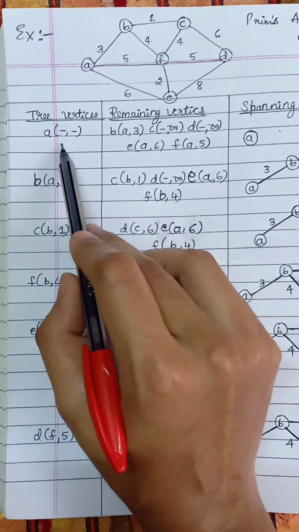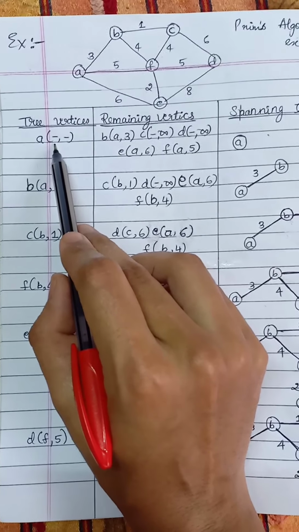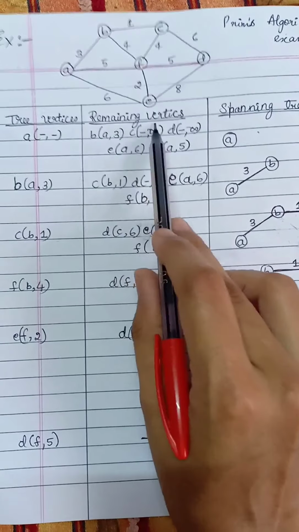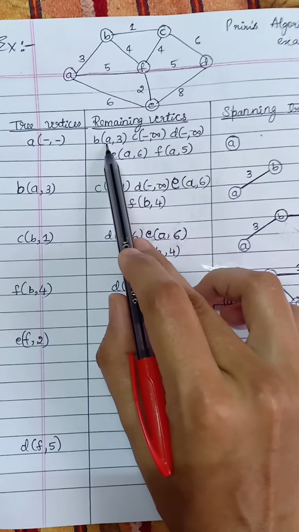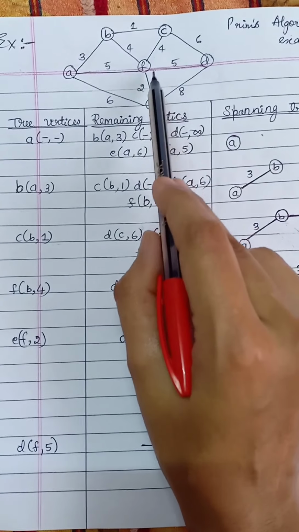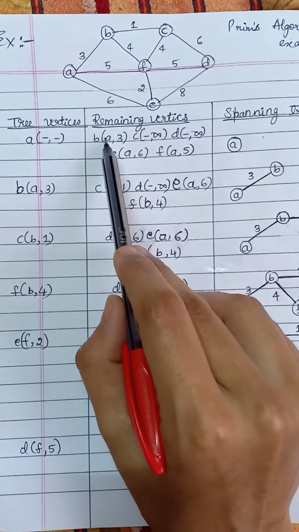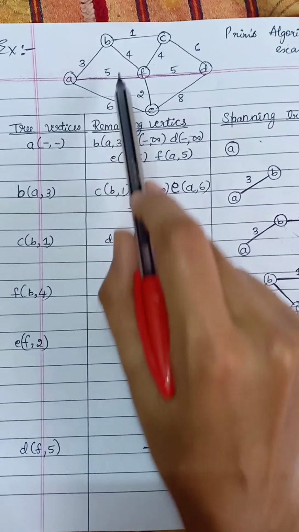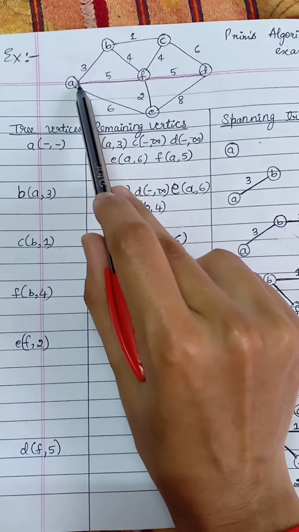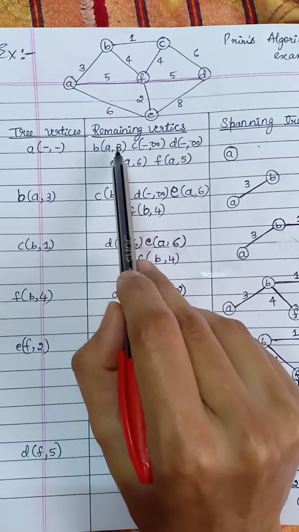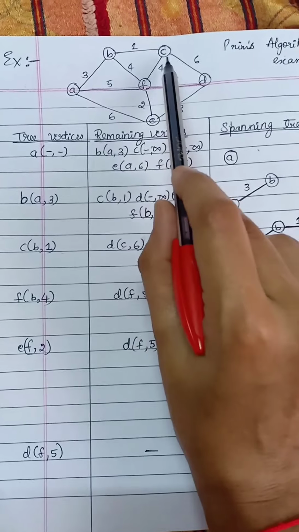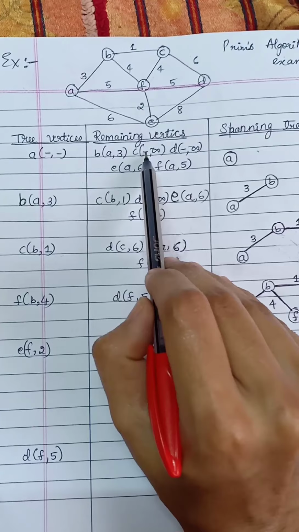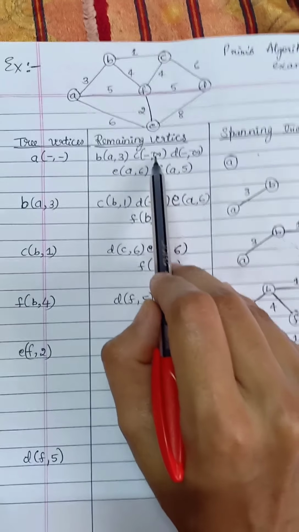Initially, the first step is that you have to select any vertex. Here I have selected vertex A. The remaining vertices are B, C, F, D and E. Inside that you have to write the connecting edge. B is connected to A and the cost is 3. Vertex C is not connected to A, so you take it as nil and the cost as infinity.